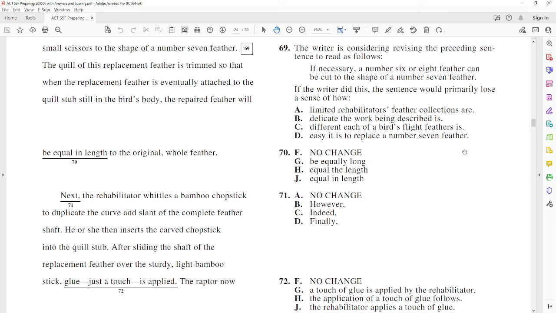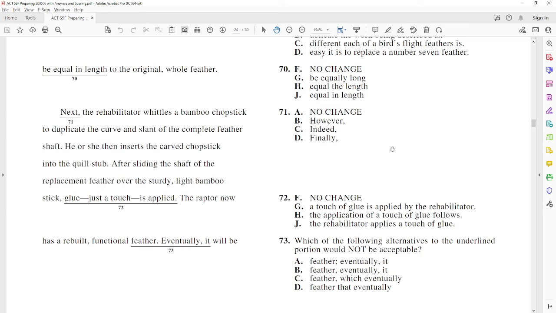Let's see if we can get it equal in length. Will equal in length. No. You'd have to say will equal the original in length. So again, that's J. It's certainly wrong as it is, and we can't fix it that way. But just to tell you, that's what the idiom would be. So this is right. Will be equal in length to. That's the correct idiom. That's why 70 is F.